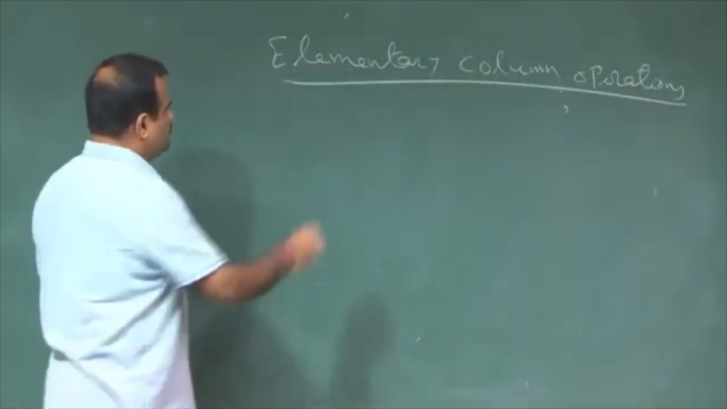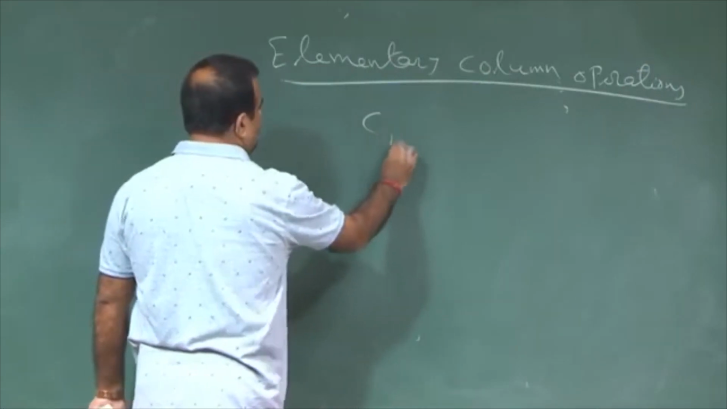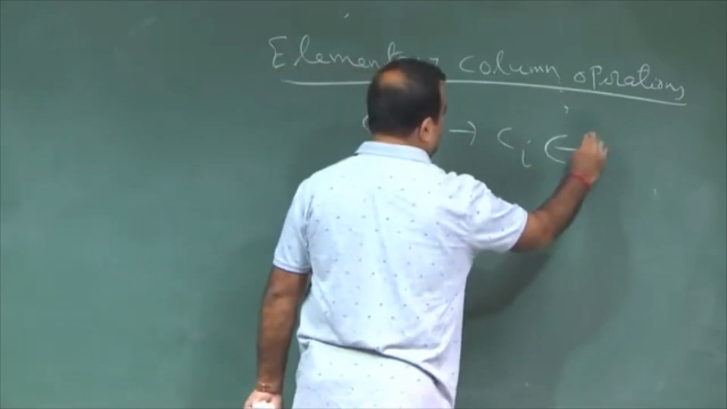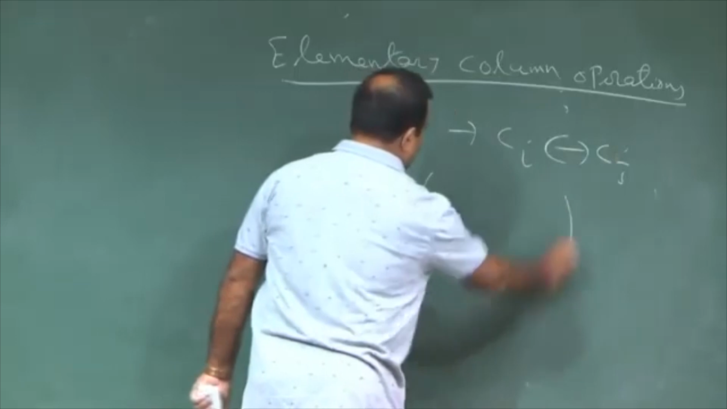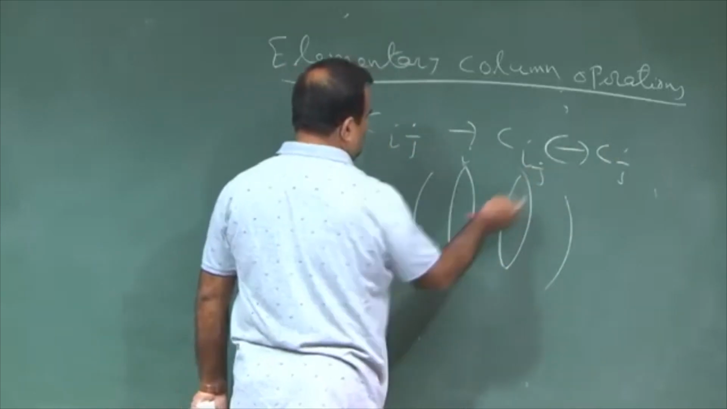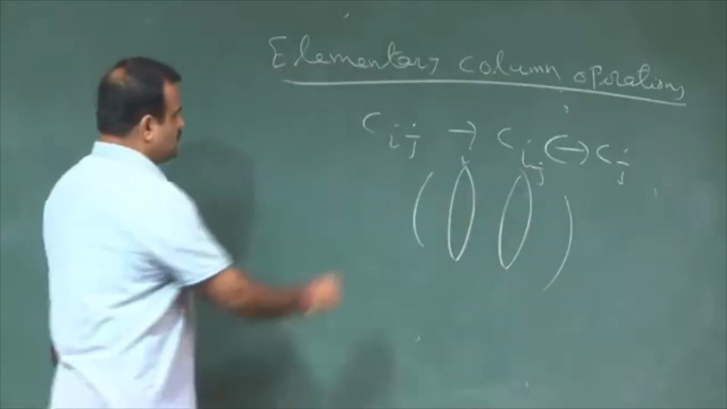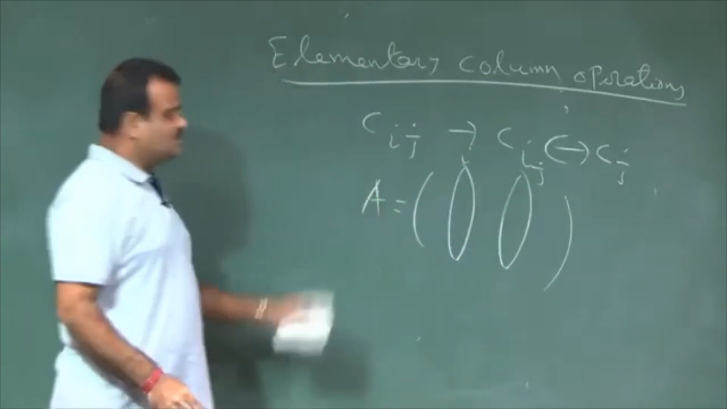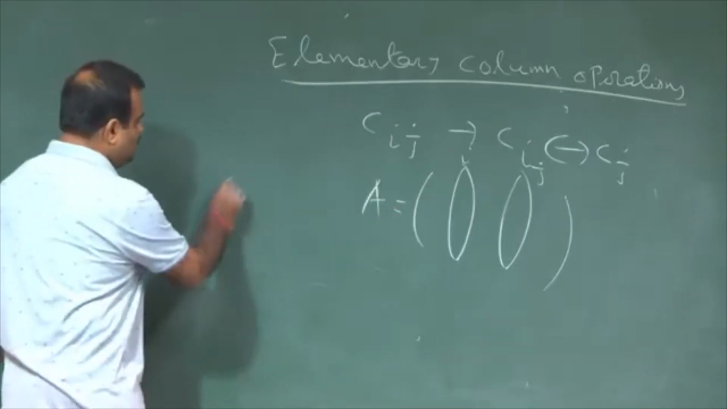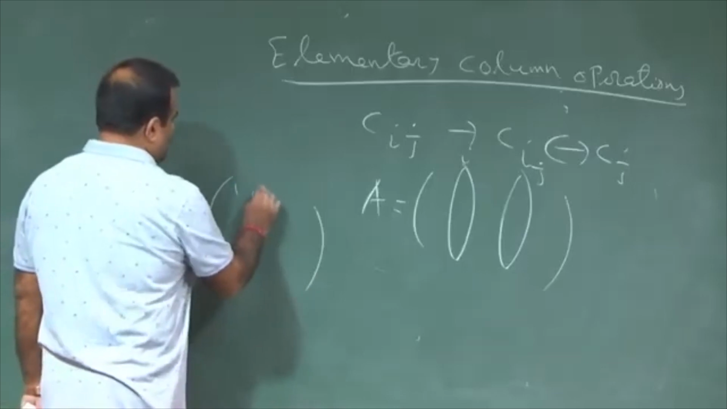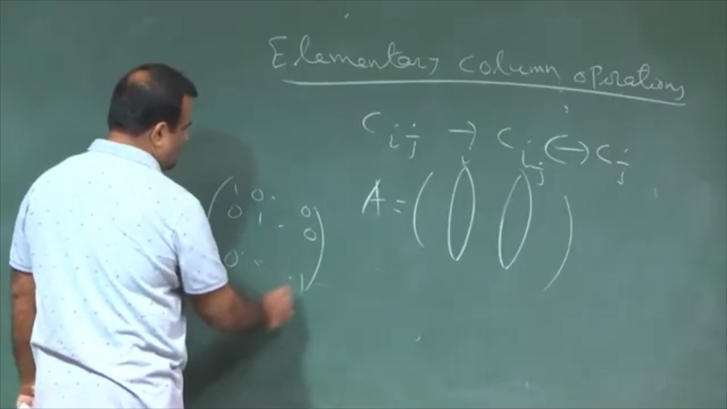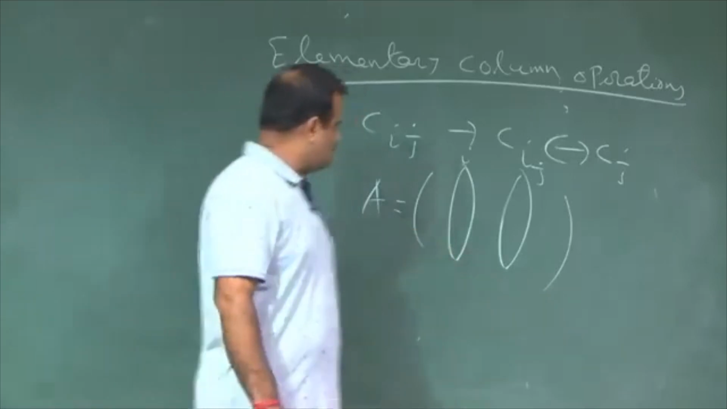So what are the elementary column operations? The first operation is Cij, that means we are exchanging Ci with Cj. We have a column, this is the ith column, this is the jth column, we are exchanging these two, this is our A. Now, this is the same as if we get the corresponding elementary matrix, that means we take the identity matrix, and the size of this matrix is the number of columns over here.